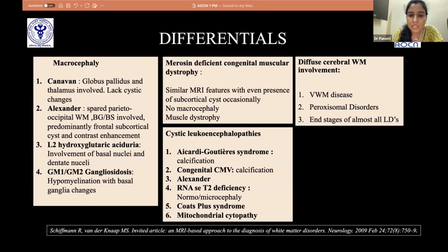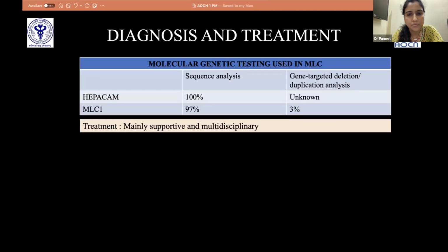Alexander is also a cystic leukoencephalopathy. RNase T2 deficiency: here, the head size is usually normal. Coats plus syndrome or mitochondrial cytopathies. As far as diffuse cerebral white matter involvement is seen, we have already just now gone through the vanishing white matter diseases. Apart from that, paroxysmal disorders and almost all end stages of leukodystrophies will present as diffuse cerebral white matter involvement.